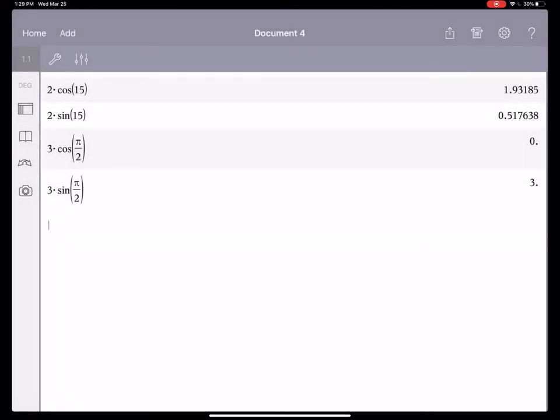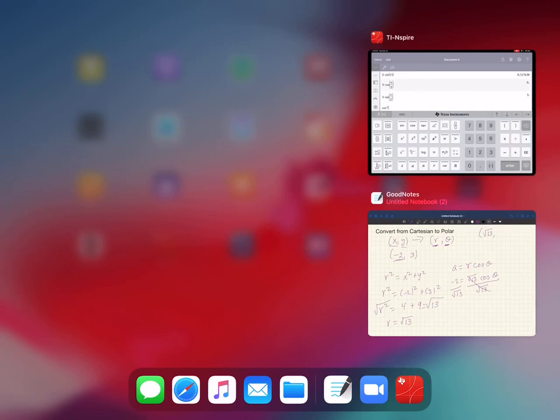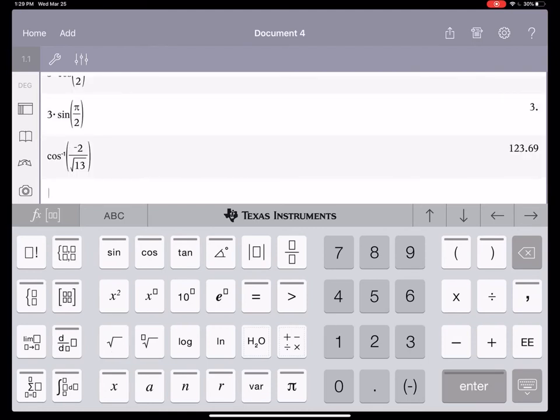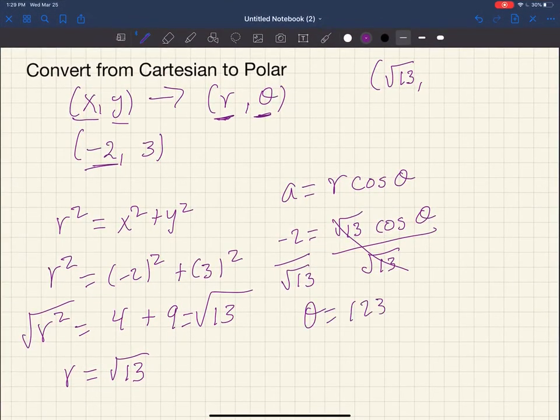Now I'm ready to find inverse cosine of -2 over the square root of 13. So now we get that our angle is 123.69. And remember, it's negative and positive. So I'm going to go -2 units this way, +3 units this way. So I will be in quadrant 3. It does make sense for my angle to be 123.69 because it should be greater than 90 but less than 180.